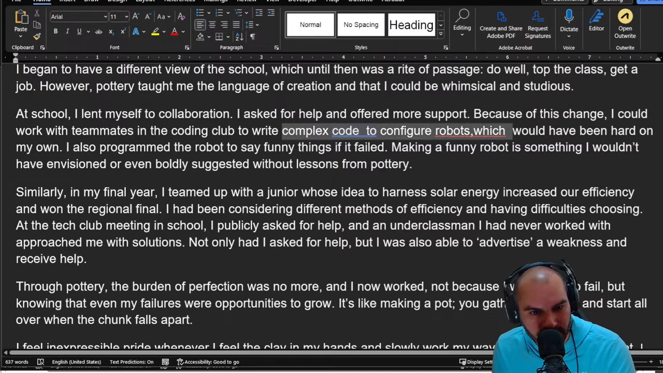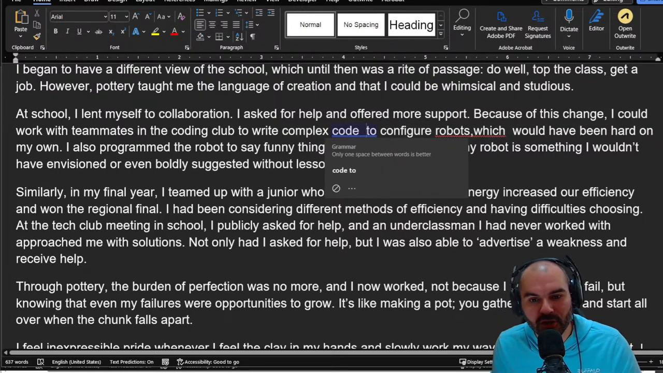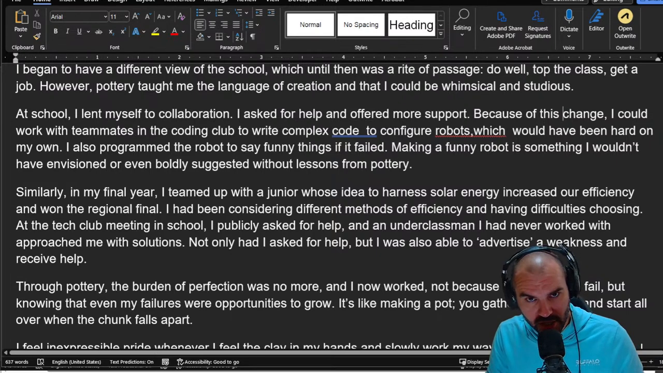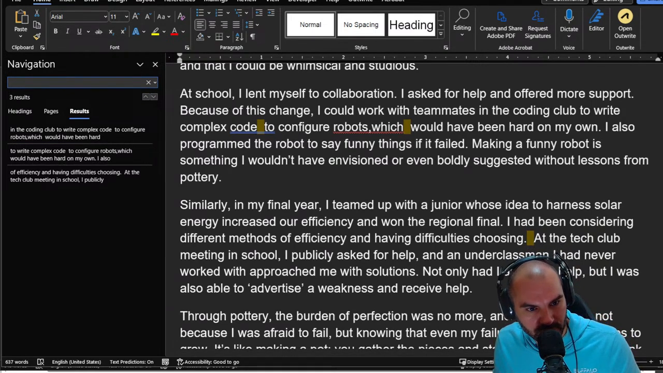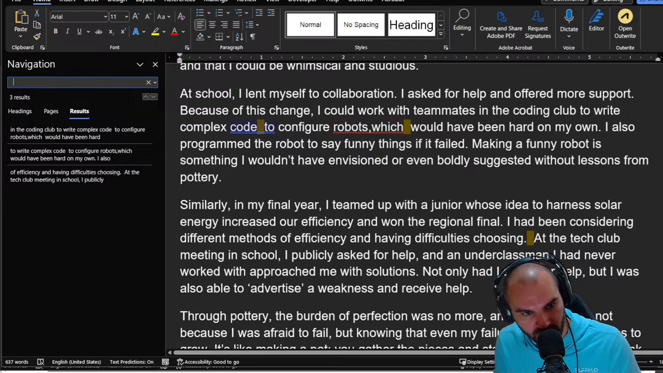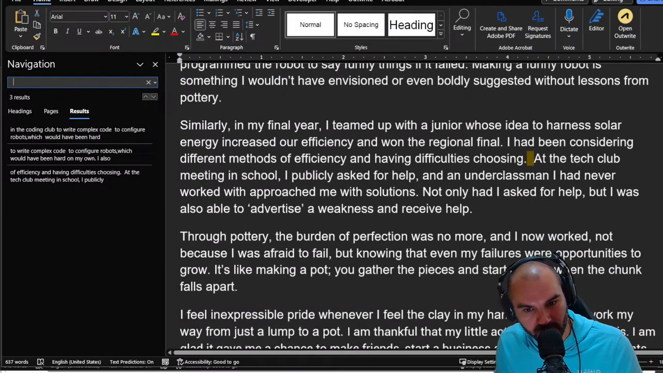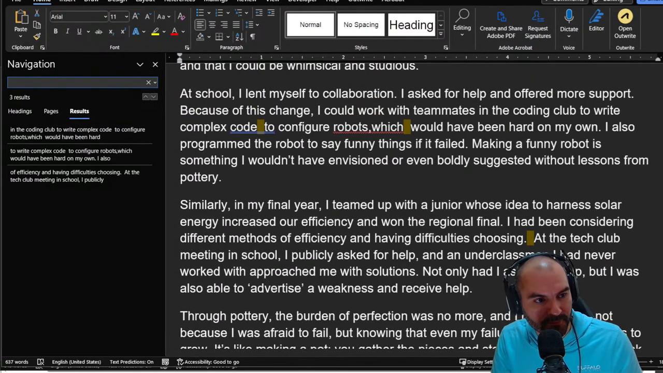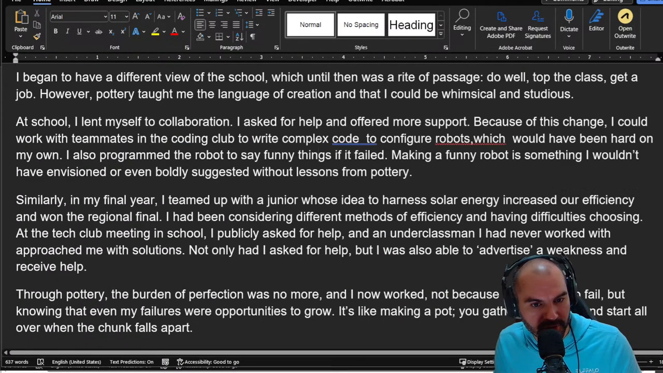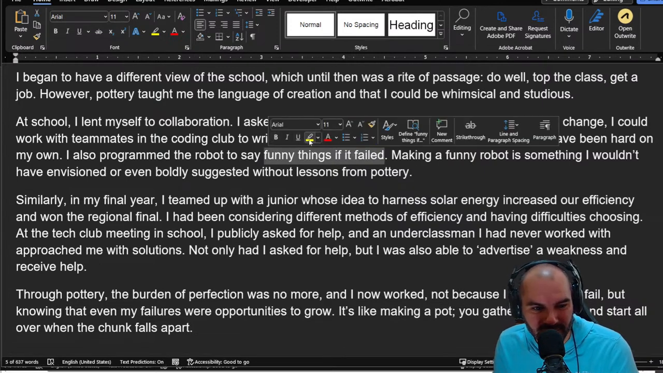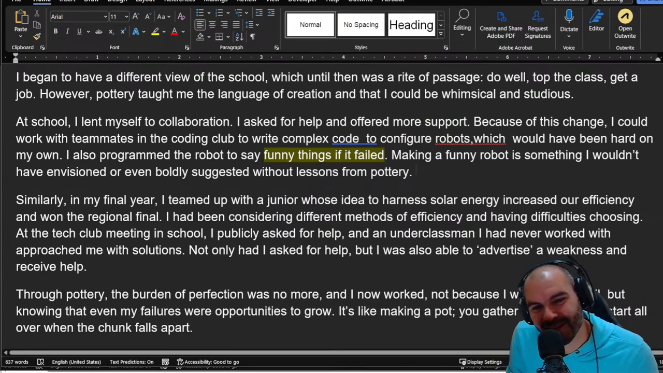Careful with your spacing. I know this is a draft, but one thing you guys should all do, a good strategy: Control F and type 2 spaces. If you do a Control F and type 2 spaces, it will highlight any situations where you have a double space. That's a really good strategy for finding those very quickly before you're done reviewing your essay. So that's something you can do to spot those quickly. I like this. I think you should give an example of one of these funny things. What's something that you programmed it to say? I think that would be kind of funny.